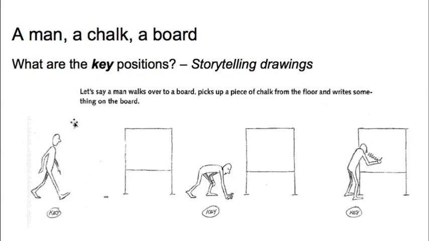You've got your start pose, your kind of key pose as the man walks up to the piece of chalk, then another key pose as the man picks up the piece of chalk or contacts the piece of chalk, and then another pose as he starts to write on the board. So you've got to have your 3 key positions. These are your storytelling drawings. You cannot tell this story of the man walking over to the piece of chalk and drawing on the board without these 3 positions.